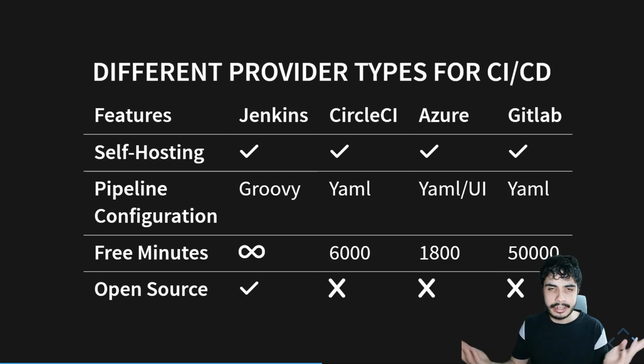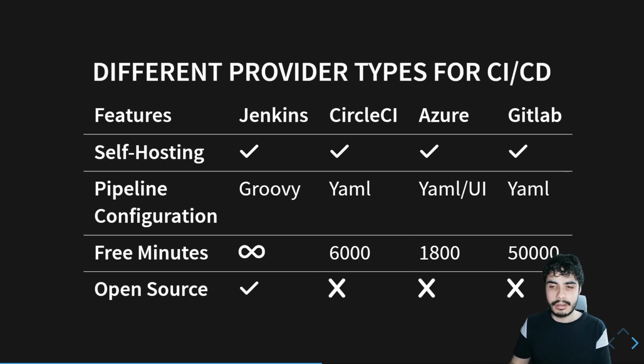So for example, Jenkins, it's unlimited, it's free, it's open source, and because you set it up yourself and you run it on your own machine, you can run it indefinitely. As long as you have electricity, it's going to work. However, Circle CI offers free projects up to 6,000 minutes. Azure offers up to 1,800 minutes, and then GitLab offers up to 50,000 minutes for free.